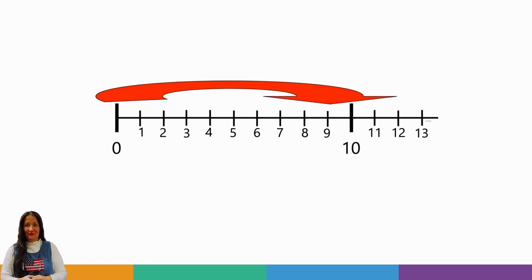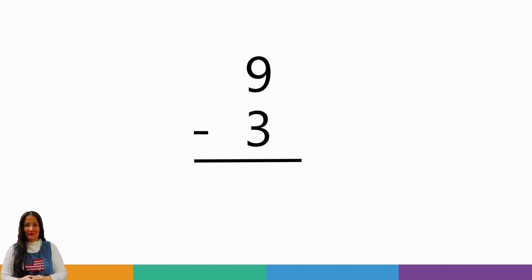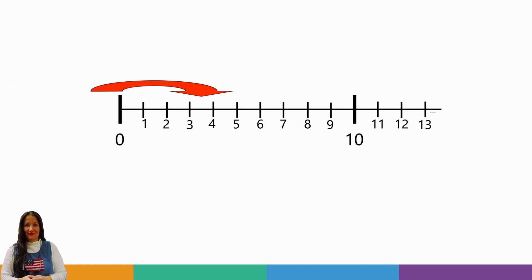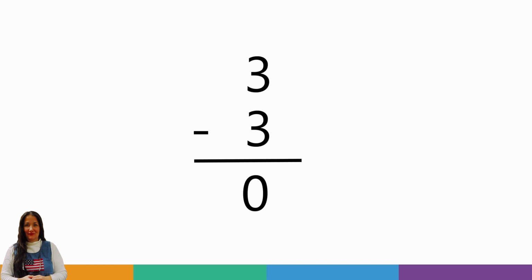9 minus 3 equals 6. 3 minus 3 equals 0. Do you see it? Do you see how this is working? The number line makes it very clear.